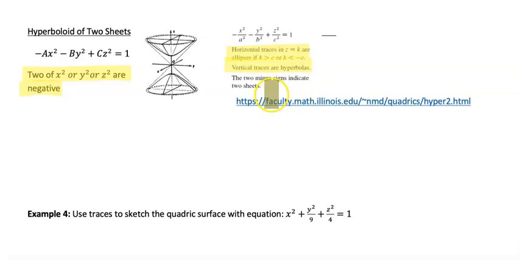Okay, a good way to remember it is that the two minus signs indicate two sheets. So a hyperboloid of one sheet has one negative sign, and a hyperboloid of two sheets has two negative signs. So now let's do some examples. I know we talked about a lot of abstract ideas. Let's look at some examples.